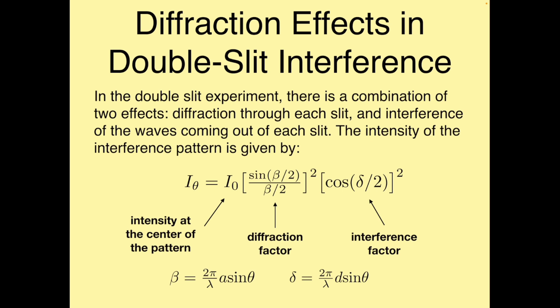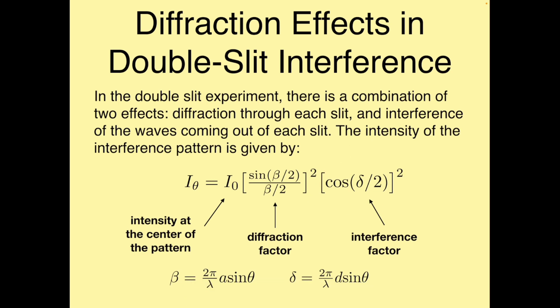Fortunately, we've already derived a formula for the intensity in a diffraction pattern. We also derived the intensity in a double-slit interference pattern. We can simply combine those two results to get the overall effect. So I of theta, the intensity on the screen at some angle theta, is equal to I0, which is the intensity at the very center, times sine of beta over 2 divided by beta over 2, all squared. This is what we call the diffraction factor, okay? This is due to the diffraction. But then we multiply that by cosine of delta over 2, squared. This is what we call the interference factor.